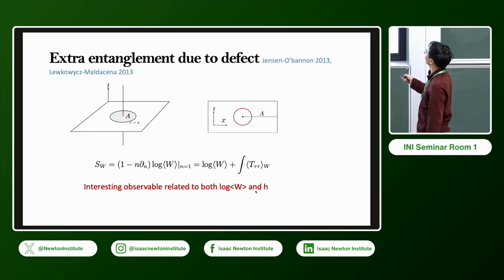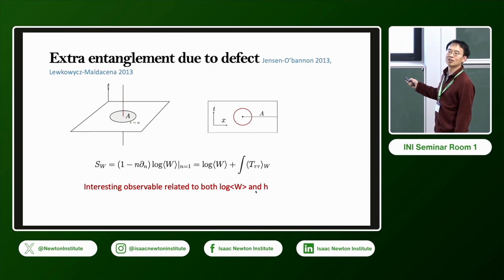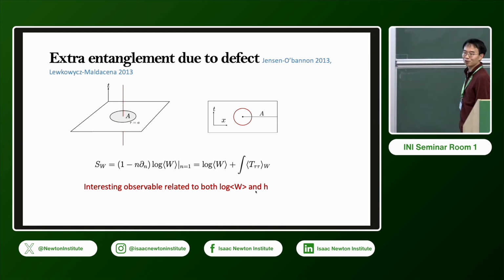The replica trick means we cut along this subregion A, we glue many copies cyclically. Okay, we evaluate the partition function and then the Rényi entropy, and then take n goes to 1. We get the entanglement entropy.